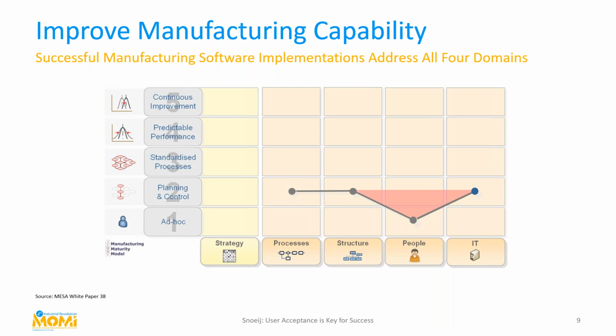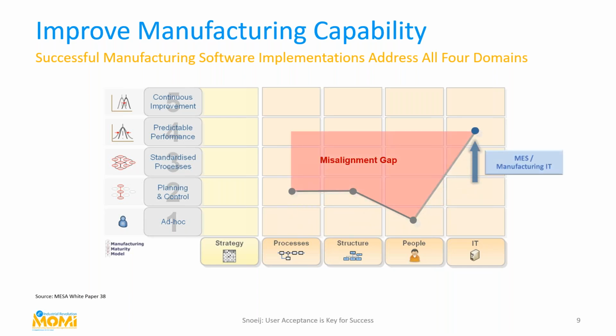It's like the strength of a chain. It's the weakest link that determines the strength of the chain. Well, it's the weakest link in perspective of maturity that defines your overall performance, actually. So if you would invest in technology and MES and manufacturing IT only, you create only a bigger misalignment gap. You should invest in such a way that you increase the performance, increase the maturity in all 4 domains in alignment. That's key for success, and it's about those people.